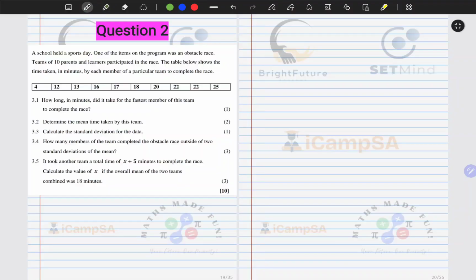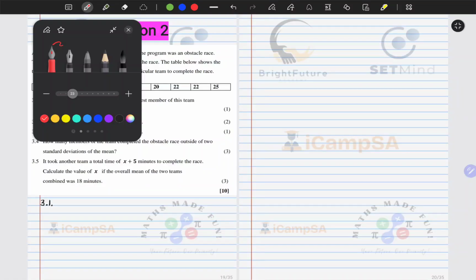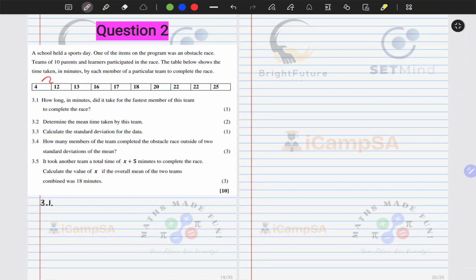So the first question, 3.1, mind not that, I just labeled it as question 2. The first question is, how long in minutes did it take for the fastest member of this team to complete the race? Remember that this is time, so fastest would be the smallest time. You need to think here that fastest means the smallest time taken.